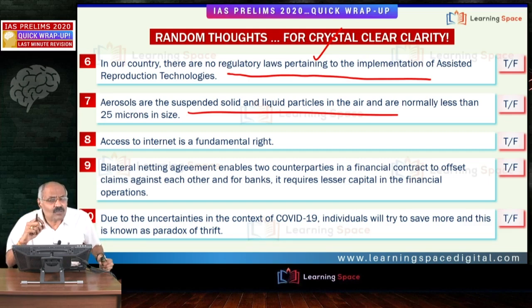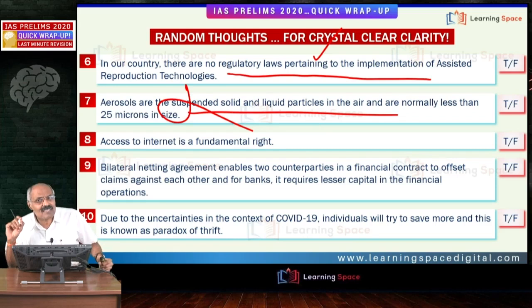When we talk about aerosols, these are solid and liquid particles suspended in the air, and they are normally less than 5 microns in size. Please correct it: they are normally less than 5 microns in size. Next important aspect, natural aerosols. Fog, mist, dust are examples of natural aerosols. Smoke, as well as particulate matter particles, are examples of anthropogenic aerosols.